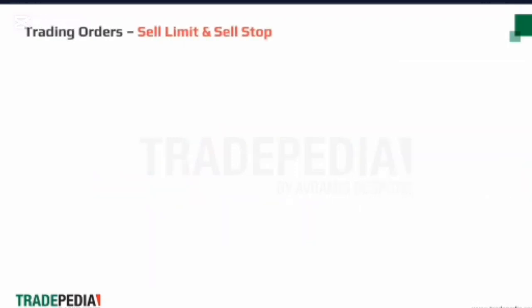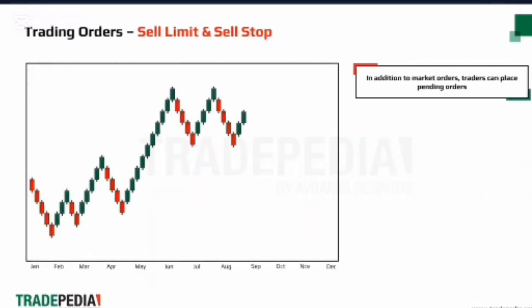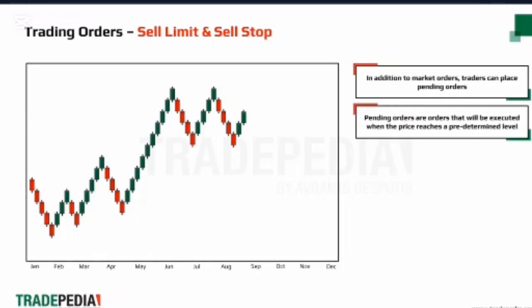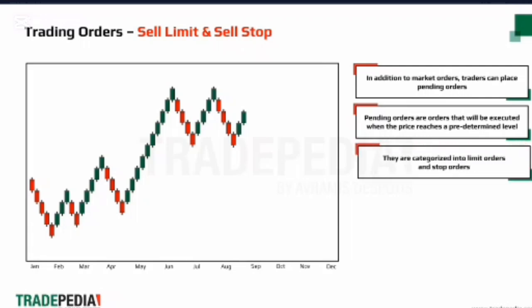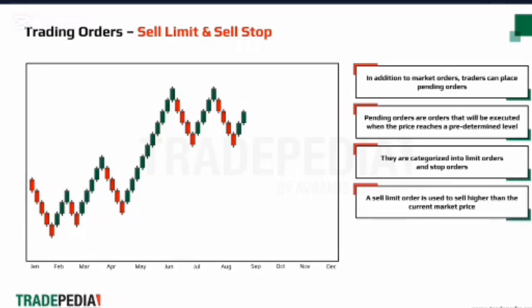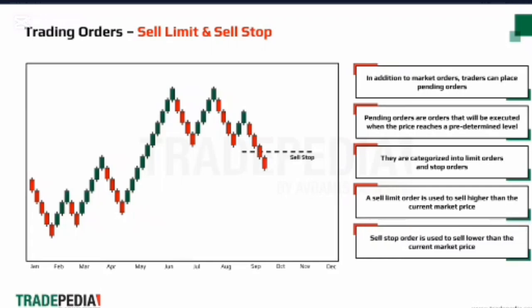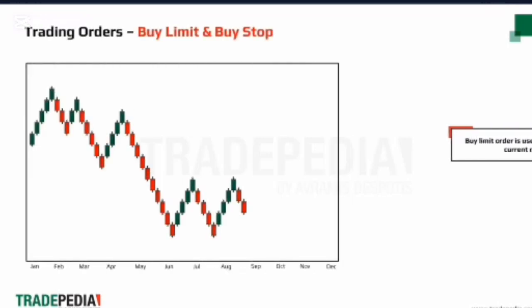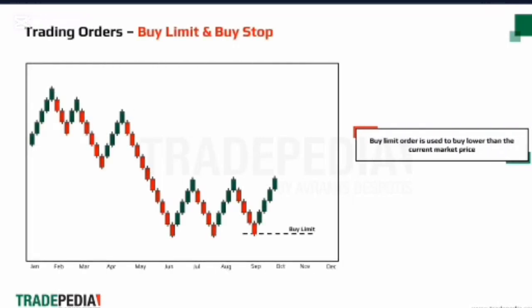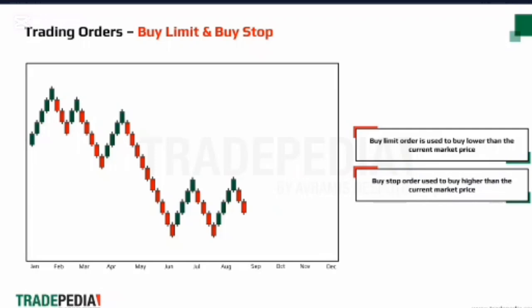In addition to market orders, traders can place pending orders. Pending orders are orders that will be executed when the price reaches a predetermined level. They are categorized into limit orders and stop orders. A sell limit order is used to sell higher than the current market price. A sell stop order is used to sell lower than the current market price. Buy limit is used to buy lower than the current market price. Buy stop is used to buy higher than the current market price.